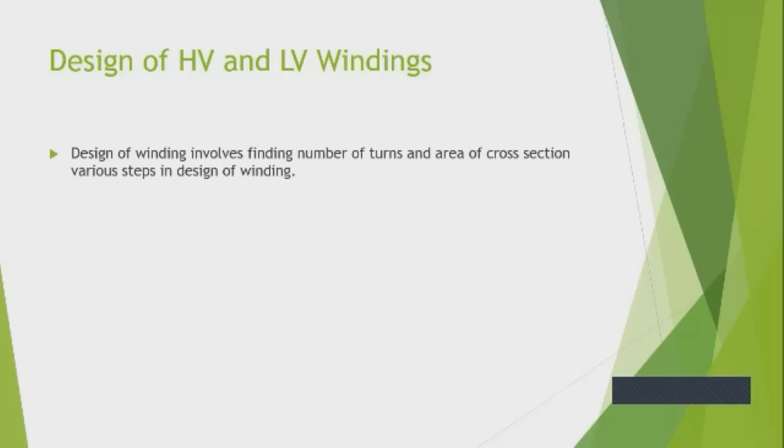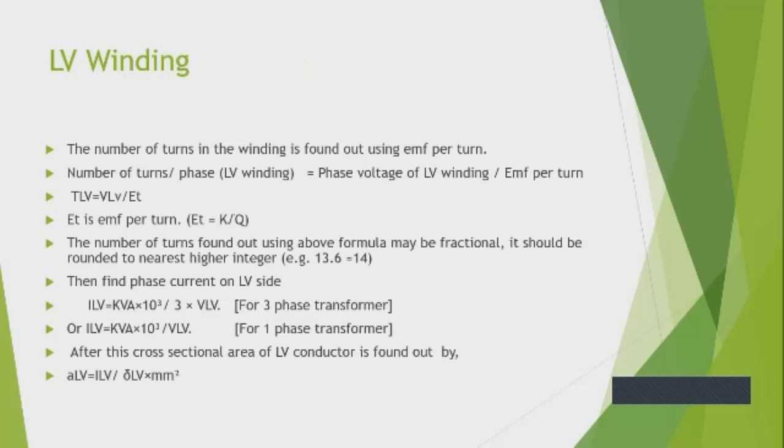Now design of HV and LV windings. Design of winding involves finding number of turns and area of cross section. Various steps in designing of winding. The number of turns in the winding is found out using EMF per turn. Number of turns per phase in LV winding is equal to phase voltage of LV winding upon EMF per turn.